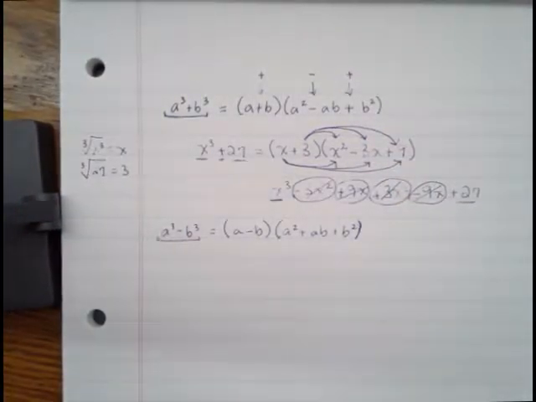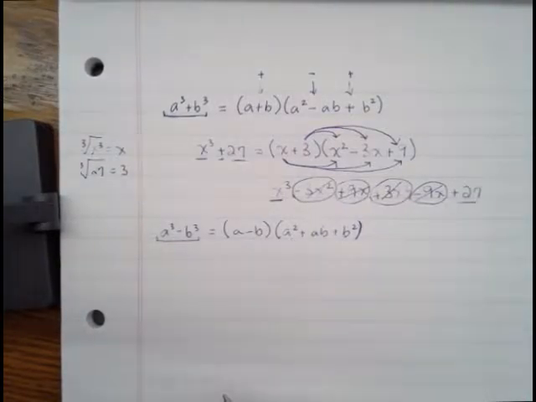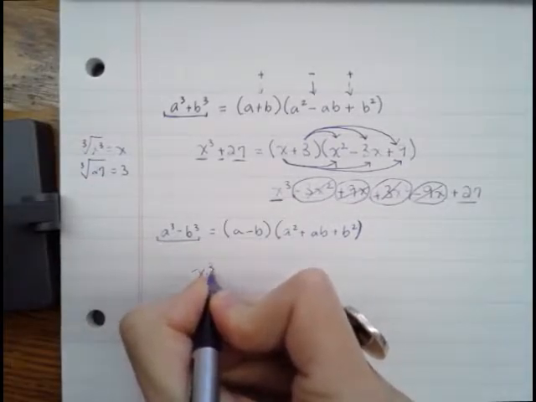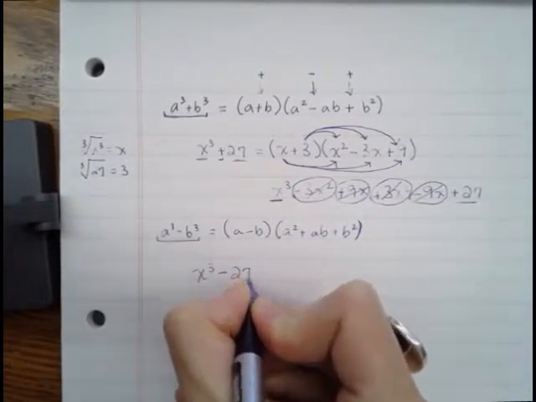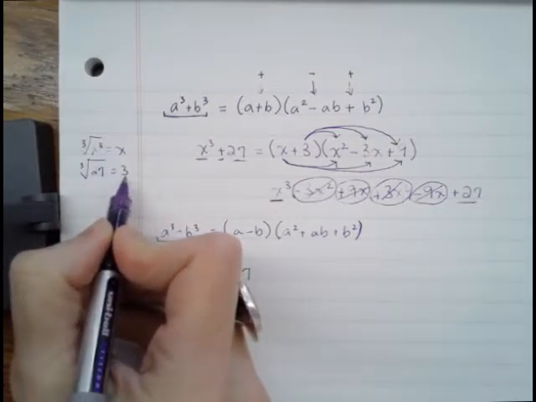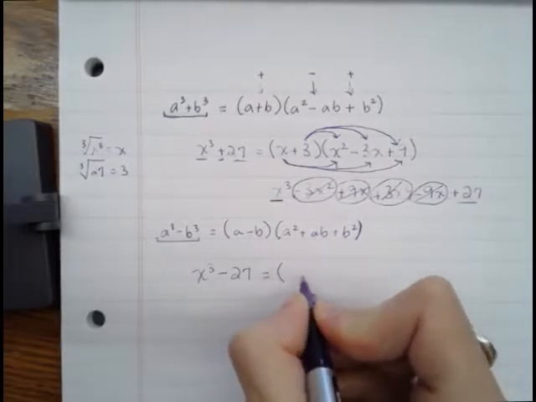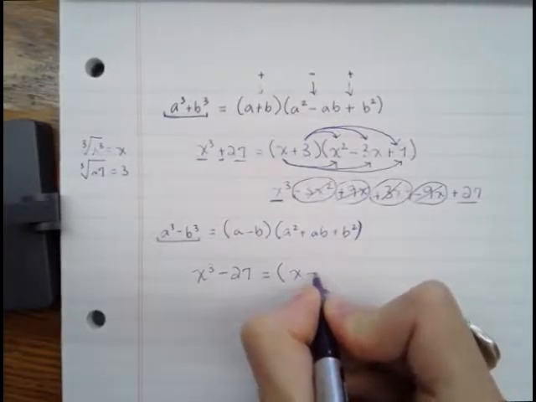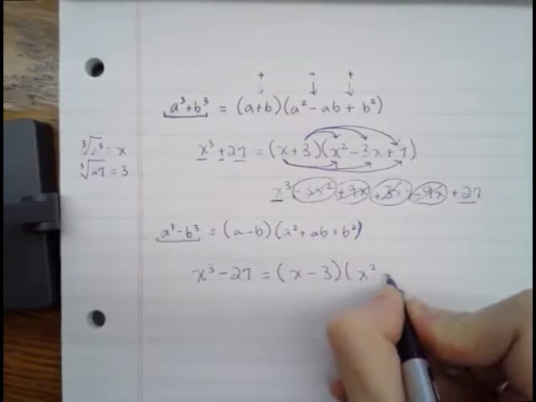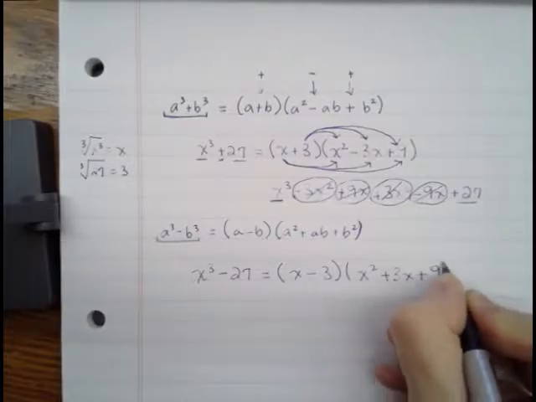Now when I have the difference of cubes, it's the same process, except I just have some different signs that I have to deal with. So let's do this as the difference, x cubed minus 27. Well, we already know what the cube root of x cubed is and the cube root of 27 is. So if I factor this, it's going to be x minus 3 times x squared plus 3x plus 9.